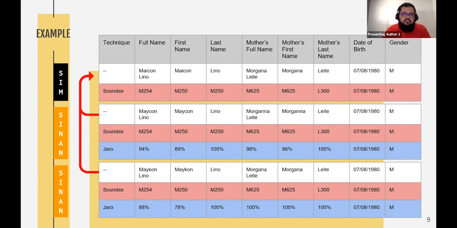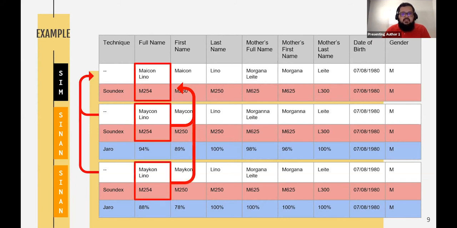We can notice that the phonetic encoding Soundex shows a similarity between all fields in the table. For example, the full name Maicon Lino in the SIM database has the Soundex code M254. The full name Maicon Lino in the SINAN has the same code. And then finally, Maicon Lino has the same code too in the other SINAN record. Therefore, this column through the Soundex technique is matched. Thus, all other columns follow the same comparison.